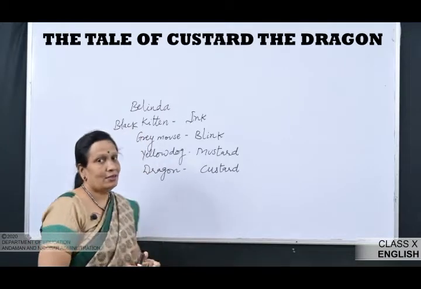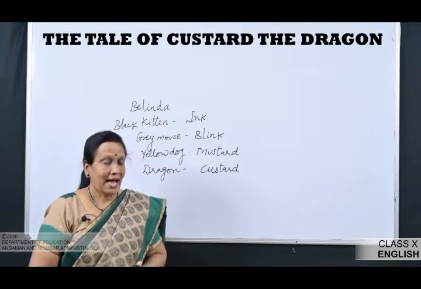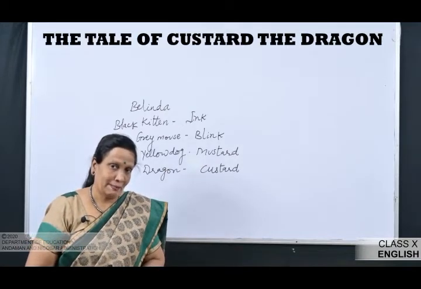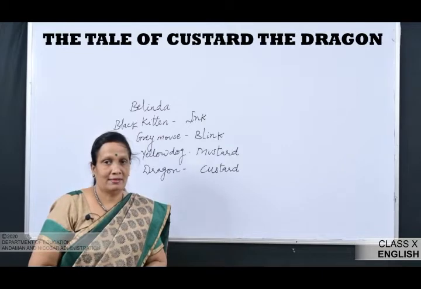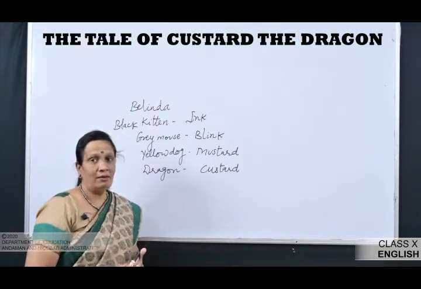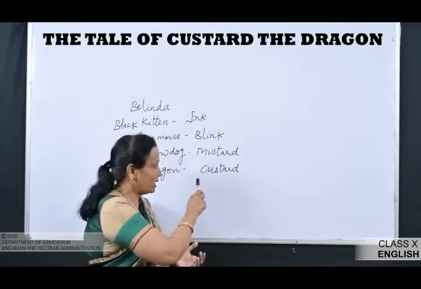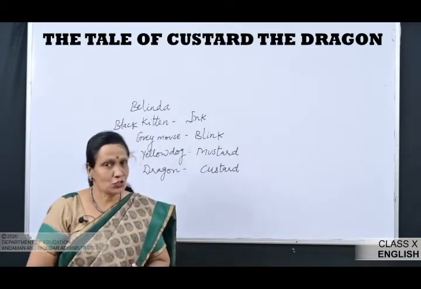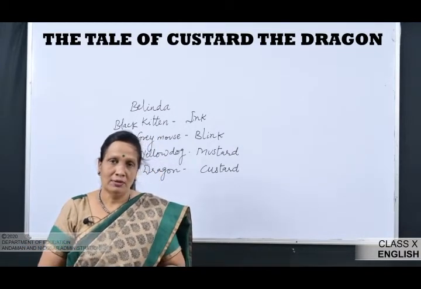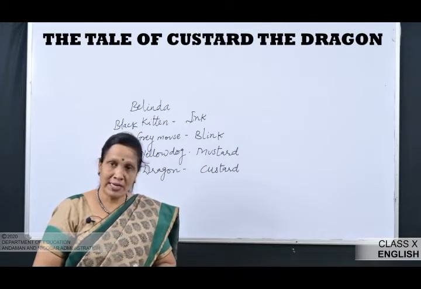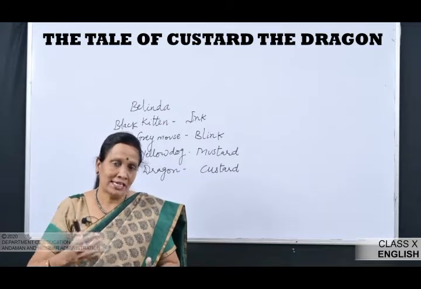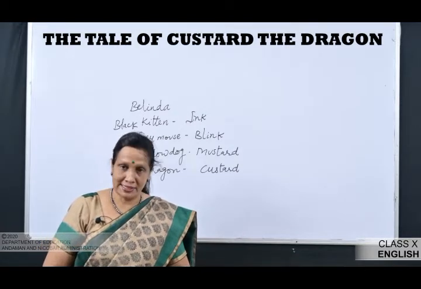So as we learn the poem now, we will understand the characters of the poem and what qualities they possessed, and what was special about this particular pet, which was named Custard. So children, let's move to the poem. You can look into your textbook or even look at the screen if you don't have a textbook, and listen carefully as we read the poem and try to discuss.